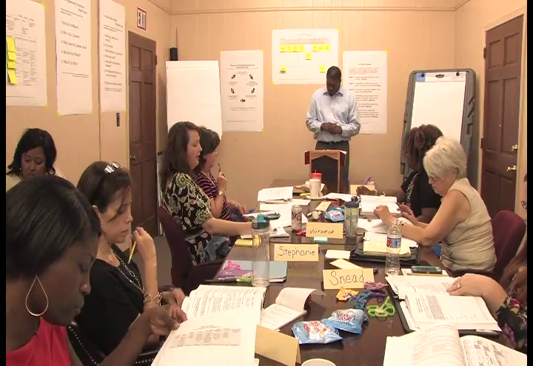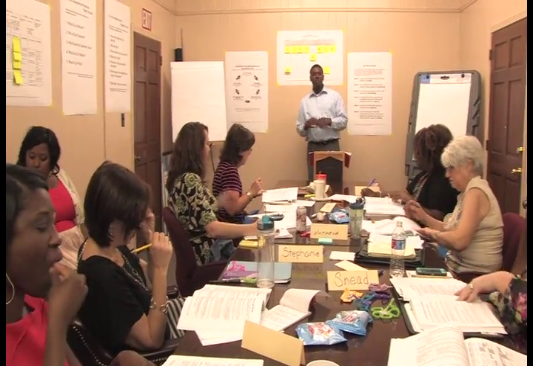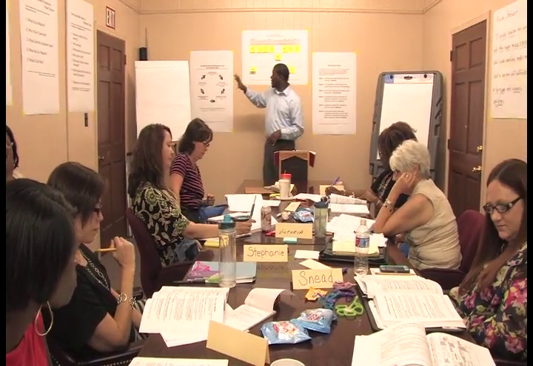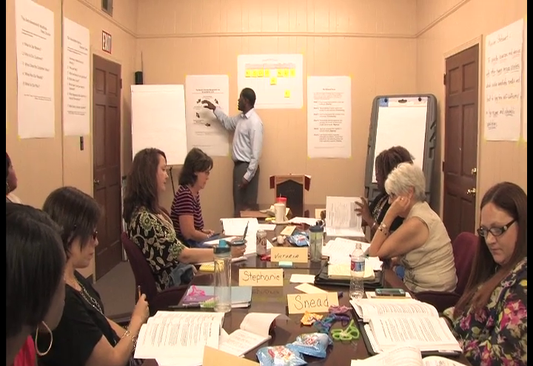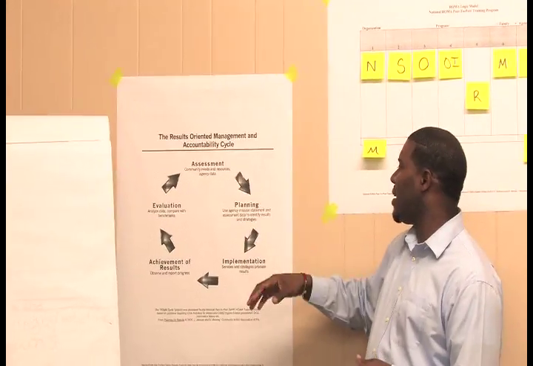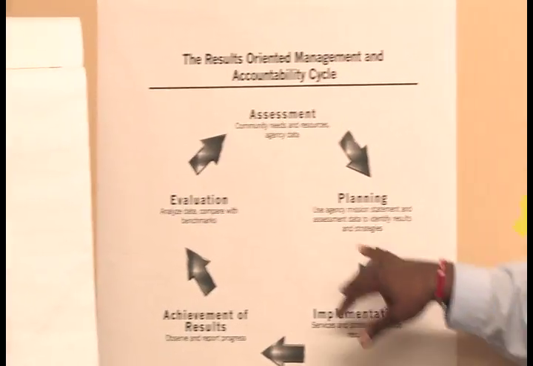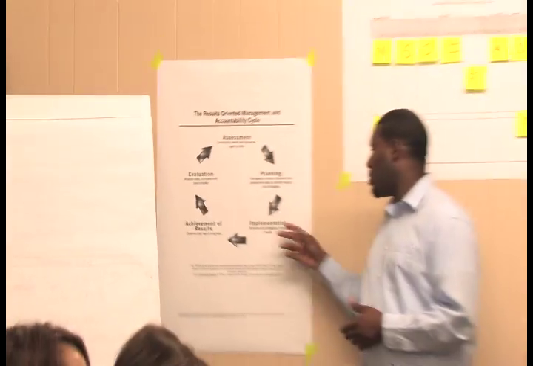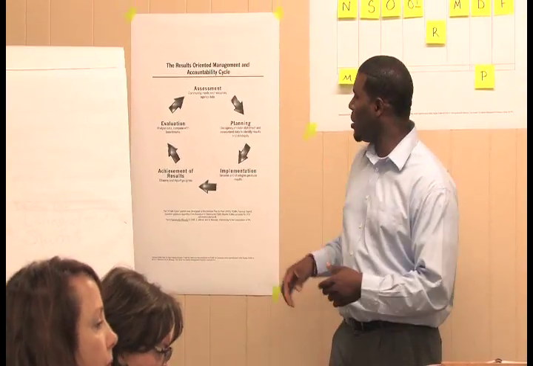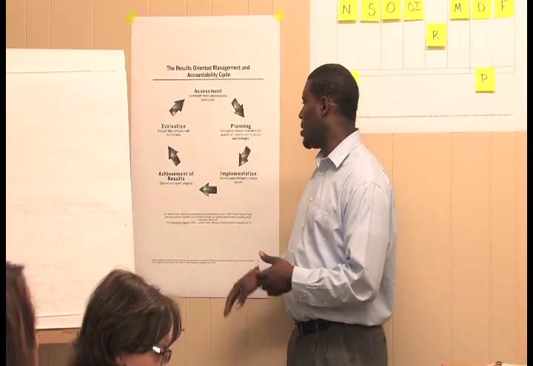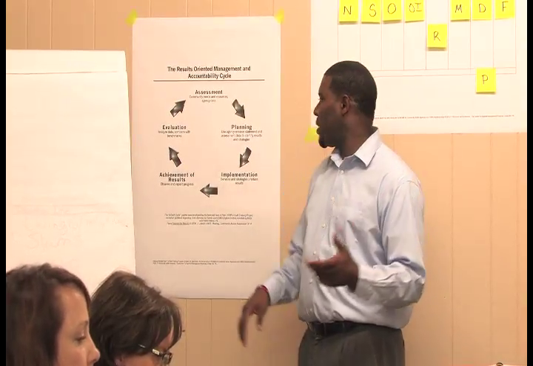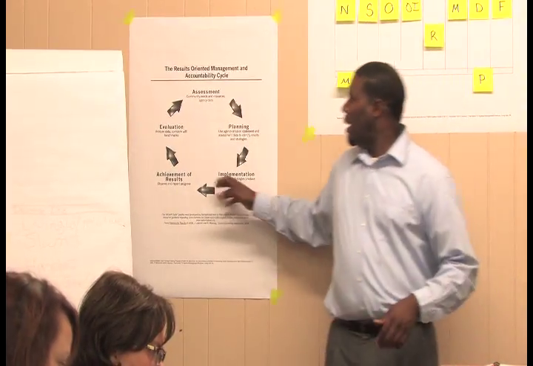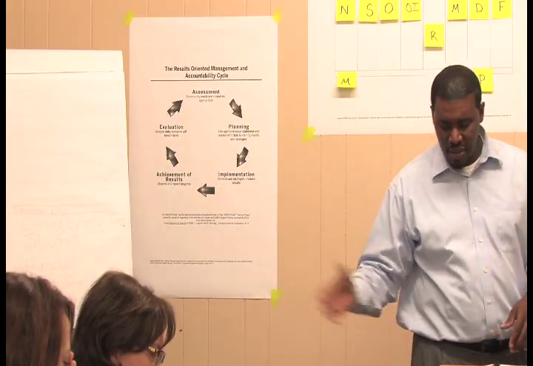Turn to page 96. We built the logic model all throughout today. We started with the Roma cycle. We started with the assessment where we identified the community needs, resources, and agency data. Then we started planning. We used the agency mission statement, and then we identified the results and strategies. We did implementation when we came up with the services and strategies to produce the results. Then we moved to achieving the results with observation and reporting the progress. Then we went to evaluation and we analyzed the data and compared it to the benchmarks. And that's how the Roma cycle starts and ends and starts all over again.